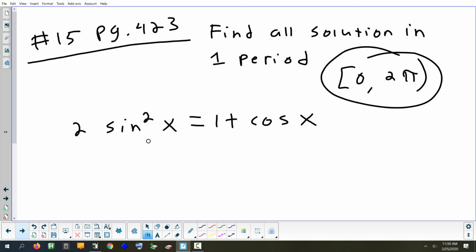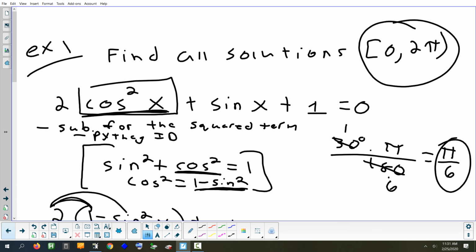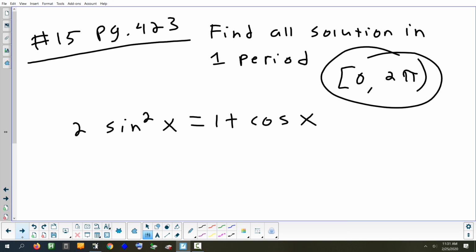What's different about this equation compared to the first one we did? Okay, the first one had sine and cosine, no? Right? So the first one had sines and cosines in it. This one has sines and cosines in it. But there's something else different. It's not equal to 0. Right, it's not equal to 0. So the first thing you want to do is get it equal to 0.